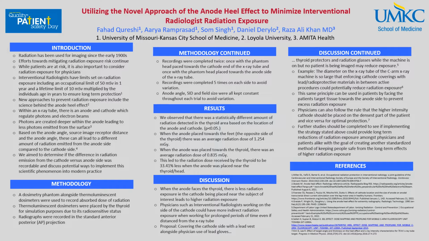Within an X-ray tube, there's an anode and a cathode, which helps regulate the photons and electron beams. Photons are created deeper within the anode, which leads to fewer photons emitted from the actual surface. Based on the anode angle and source image receptor distance, these variations can lead to a different amount of radiation emitted from the anode side compared to the cathode side.